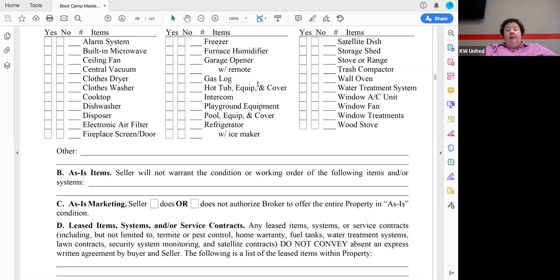Hot tub and covers, do you have it? Do they convey? Same with intercoms, playground equipment, pool covers, refrigerator. Does the ice maker work? Just because you see a refrigerator that's got a spot where you can stick your glass in and get ice or water does not mean that it's plumbed. Someone may have bought their refrigerator because it was on sale and never had it plumbed because their old refrigerator was not plumbed.